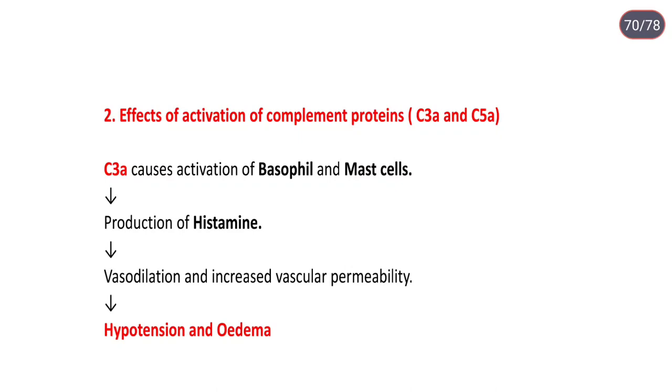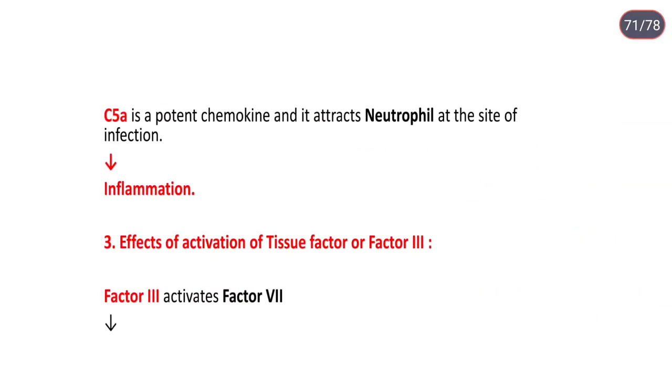The second thing which endotoxin activates is actually the complement system, or complement proteins. It activates the complement system by the alternative pathway, and the C3a from it causes activation of basophils and mast cells, and basophils and mast cells then produce histamine, and histamine has the same effect, the vasodilation as well as the increased vascular permeability, leading to hypotension and edema. The C5a component of the complement system acts as a chemokine, which attracts the neutrophils at the site of infection and ultimately leads to inflammation.